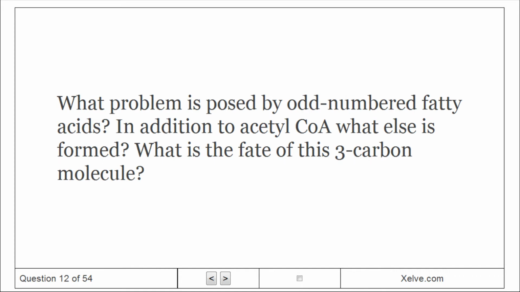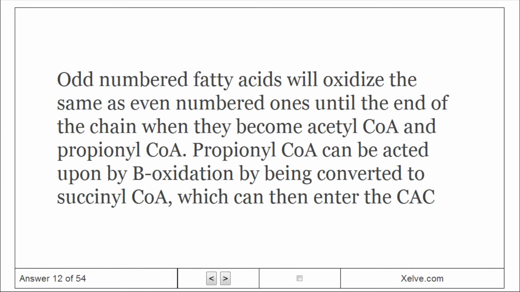What problem is posed by odd-numbered fatty acids? In addition to acetyl-CoA, what else is formed? What is the fate of this 3-carbon molecule? Odd-numbered fatty acids will oxidize the same as even-numbered ones until the end of the chain, when they become acetyl-CoA and propionyl-CoA. Propionyl-CoA can be acted upon by being converted to succinyl-CoA, which can then enter the CAC.